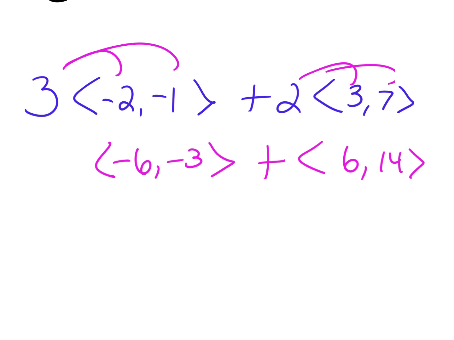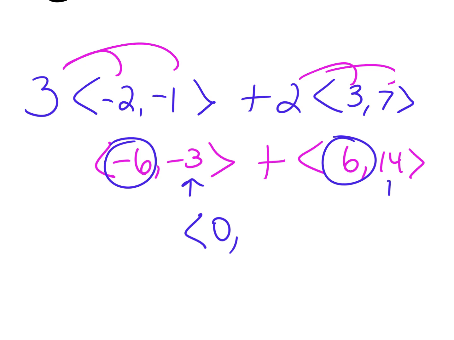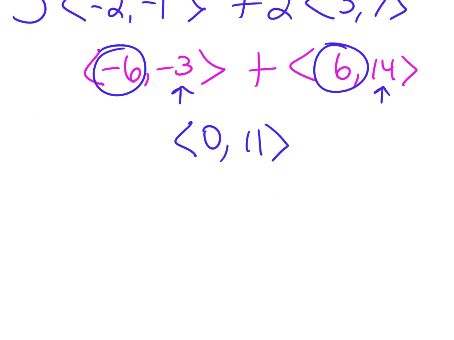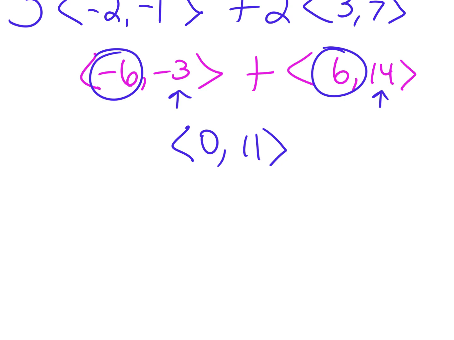Now, do we have everything simplified now? All we have to do is combine. So first goes with first. What is negative 6 plus 6? 0. And then what is negative 3 plus 14? 11. How would you write it if they asked you to write it with I's and J's?